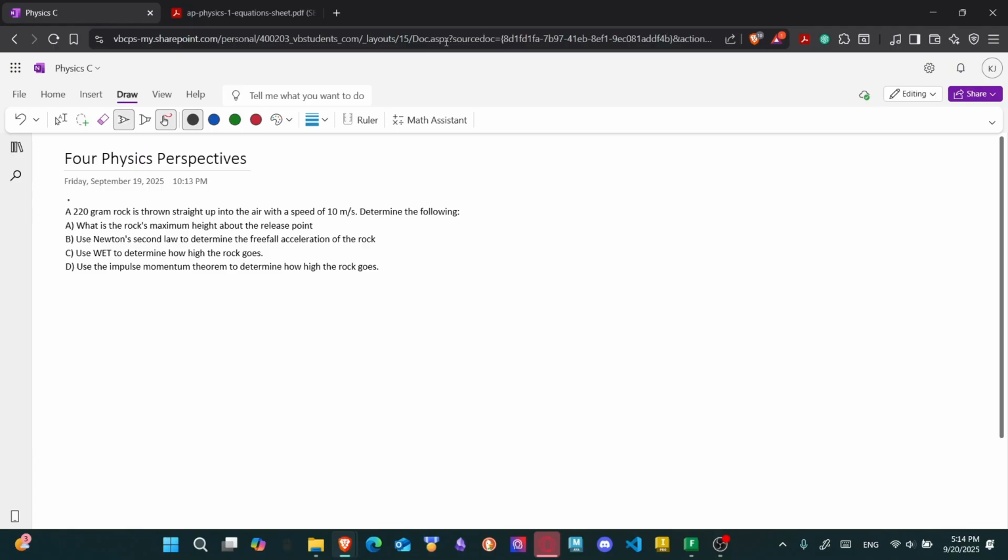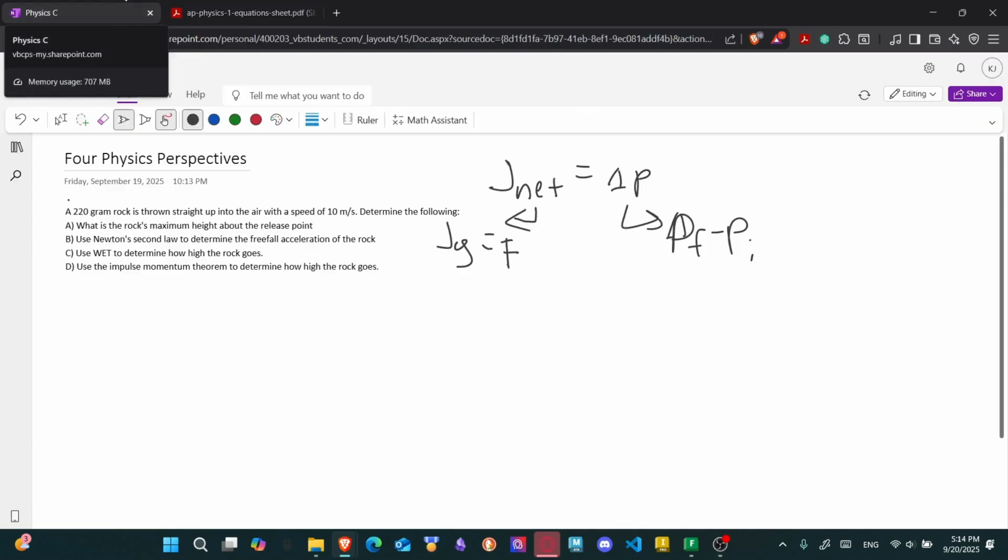Okay, finally, looking at part D, the impulse momentum perspective, we're determining how high the rock goes. So the formula for impulse momentum is J net is equal to delta P, and delta P is P final minus P initial. And J net is just the impulse of the force of gravity. And the equation for that is J, force of gravity, is equal to F times delta t.